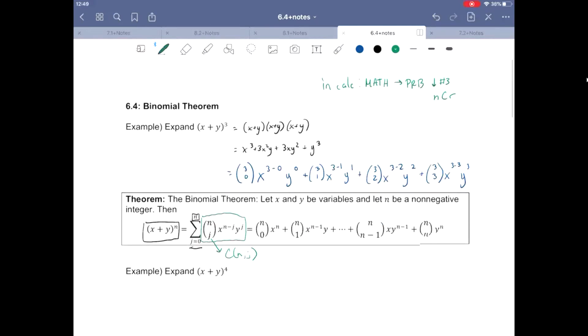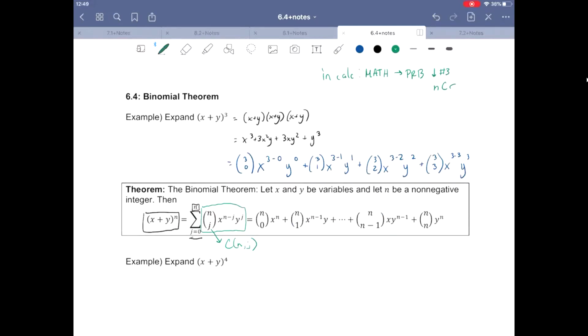All right, so why don't you guys take a minute and do it to x plus y to the 4th power. All right, so use binomial theorem and expand x plus y to the 4th power.